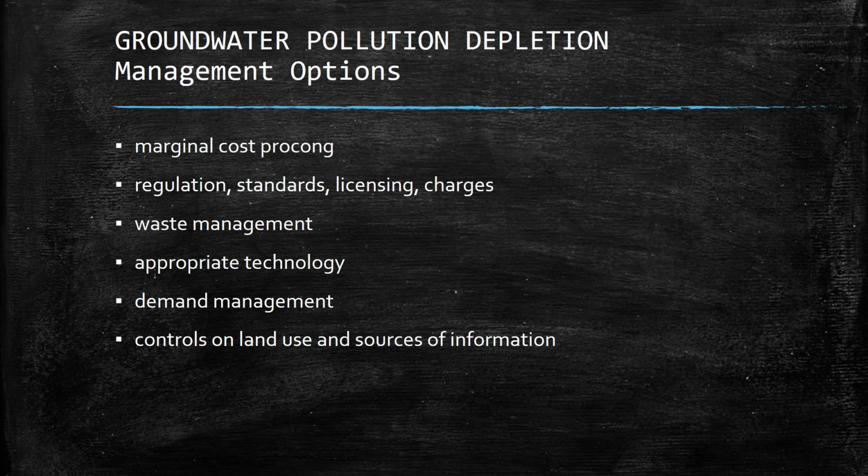Some of the management options for groundwater pollution and depletion are marginal cost pricing, regulations, standards, licensing, and charges, waste management, use of appropriate technology, demand management, and controls on land use and sources of information.